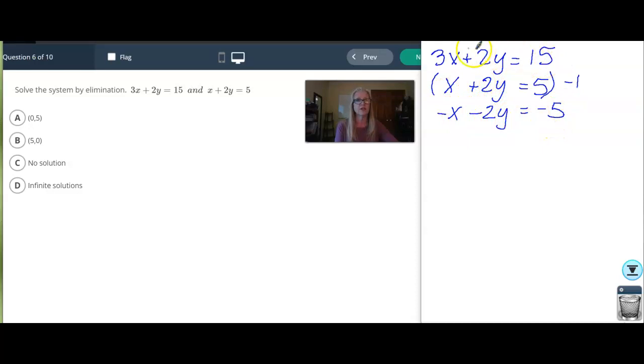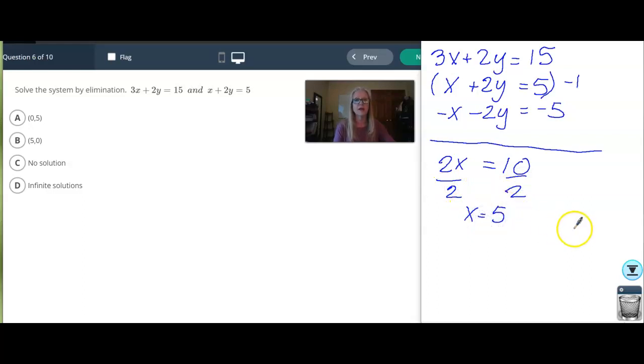Now, this equation and this equation can be added together. Just pretend this middle one's not in here. 3x minus 1x is 2x. Positive 2y and negative 2y cancel out, so they're gone. And 15 plus negative 5 is 10. Then you divide both sides by 2 to solve for x, and we get x is 5. From here, we just plug 5 into one of the equations, like say this one, and solve for y.